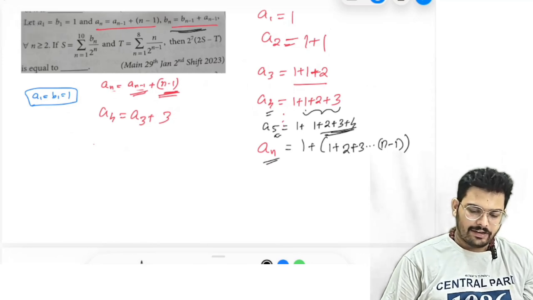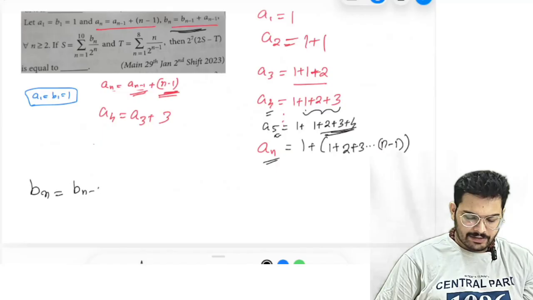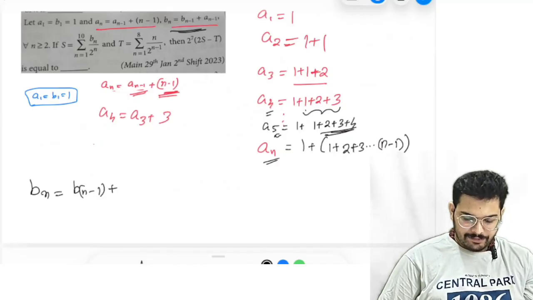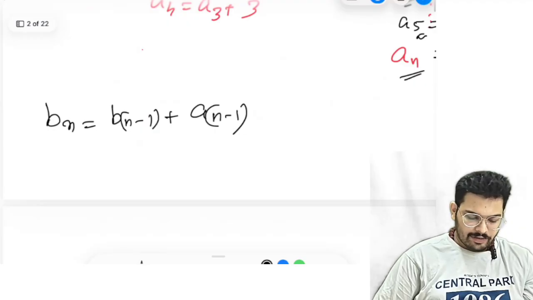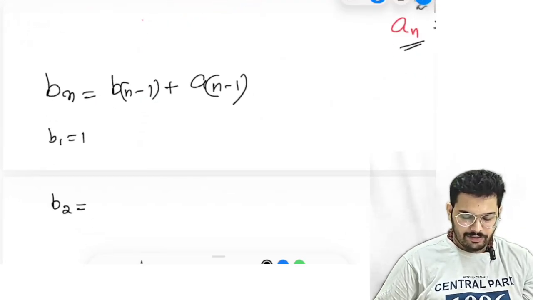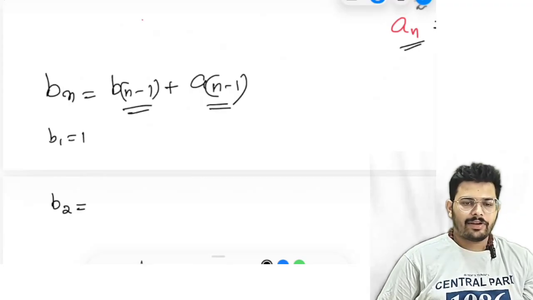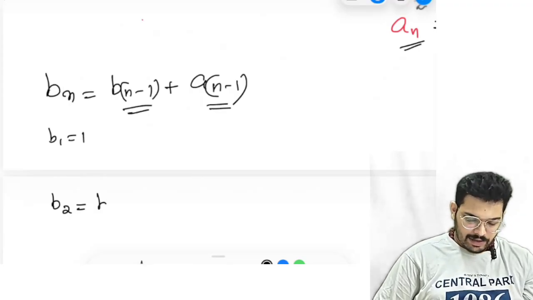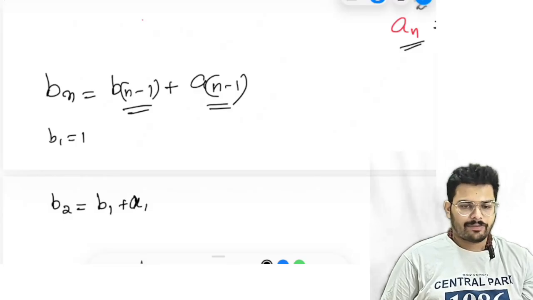Now we need to find bn. What is the value of bn? bn equals bn minus 1 plus an minus 1. From here, b1 is already given as 1. Then what will be the value of b2? b2 will be equal to b1 plus a1, because if you put n equal to 2, n minus 1 will be 1. So b2 equals b1 plus a1.